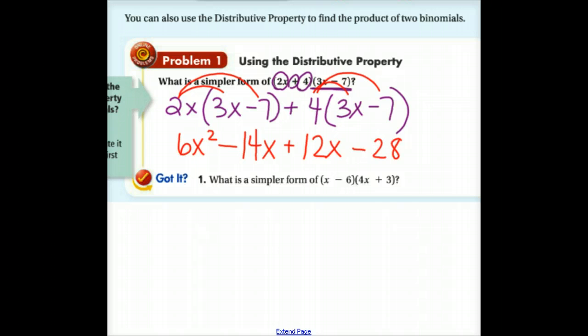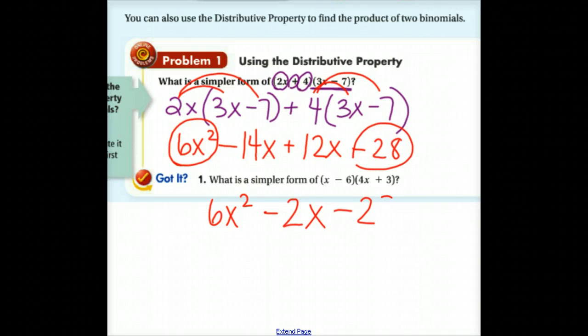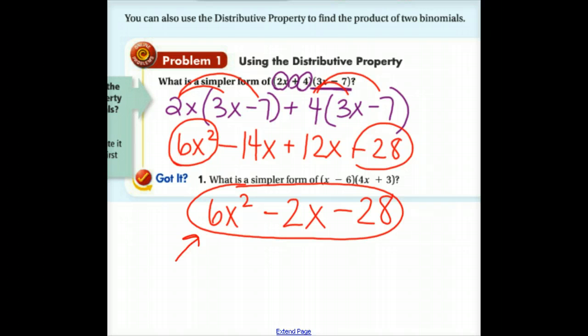Now I'm going to combine like terms. This is the only monomial with an x squared, 6x squared. I can do negative 14x plus 12x, and I get negative 2x. And then my negative 28 is the only constant. Here is my final answer. When you multiply 2 binomials, you get a trinomial.